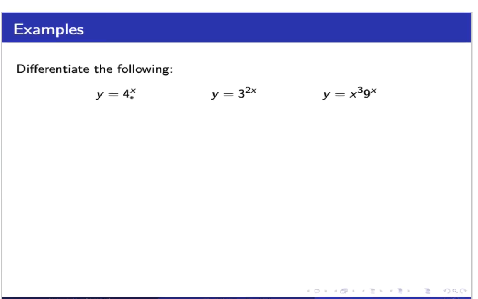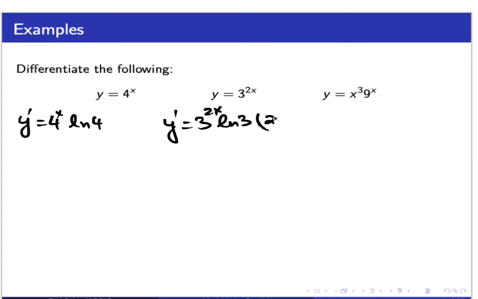Now, y equals 4 to the power x. So, what's the derivative? It will be 4 to the power x times natural log of 4. That's what it is. Now, for the expression y equals 3 to the power 2x, so y prime is 3 to the power 2x times natural log of 3 times the derivative of 2x. Remember, it's the chain rule.